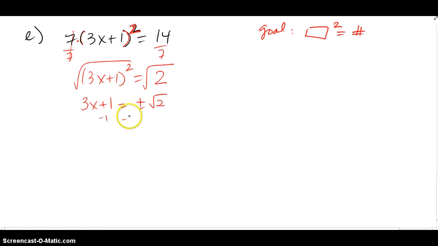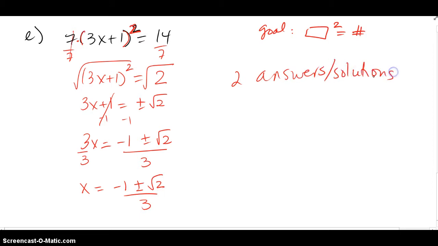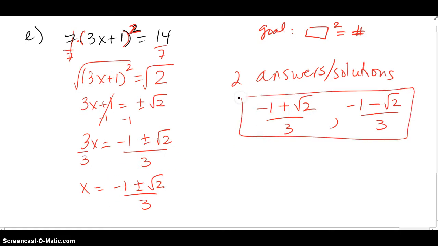So I'm going to subtract 1 from both sides. I have 3x equals negative 1 plus or minus square root of 2. And then last step, divide everybody by 3, so x is equal to negative 1 plus or minus square root of 2 over 3. So my two solutions are basically irrational answers. Negative 1 plus root 2 over 3, and negative 1 minus root 2 over 3. I can leave both of them stuck together like this, or separate.